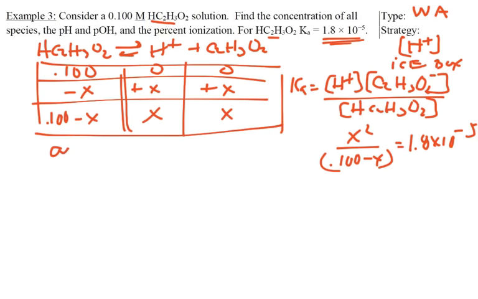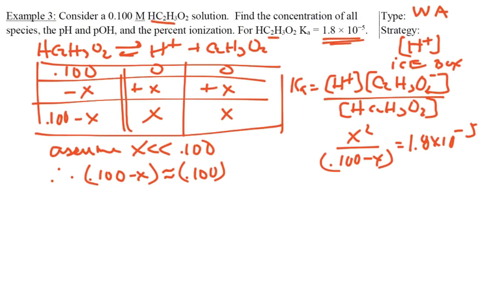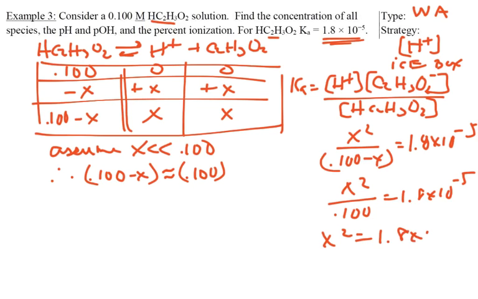So we're going to go back and say, well, let's assume, and it's a good assumption, that X is much smaller than 0.1. Therefore, 0.1 minus X is pretty much the same as 0.1. So that simplifies our expression into X squared over 0.1 equals 1.8 times 10 to the negative 5. And just by multiplying both sides by 0.1, we get X squared is equal to 1.8 times 10 to the negative 6. Now, we're not really interested in X squared, we're interested in X. So that's going to be the square root of 1.8 times 10 to the minus 6.